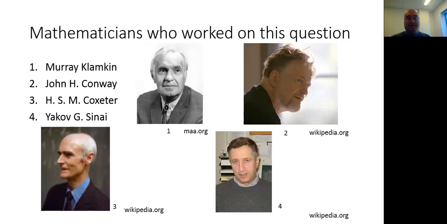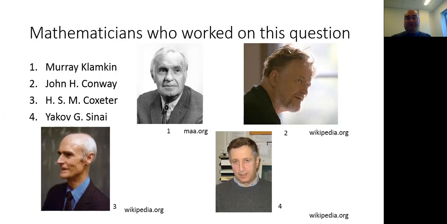Many famous mathematicians tried to solve this problem. American mathematician Murray Klamkin worked on this problem and published some results. John Conway, who passed away recently in March, also published some results. Our today's talk is closer to his results, which are mainly about generalizations of the 3x+1 problem and decidability.